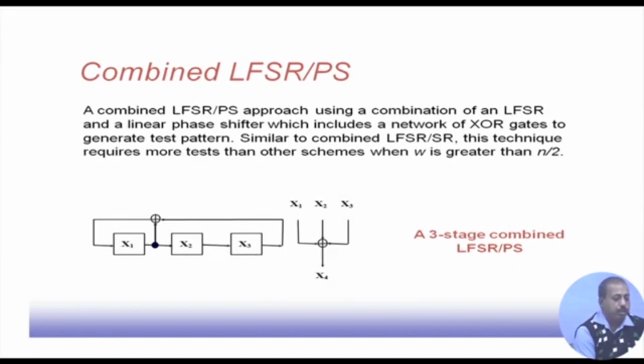Sometimes we also use a phase shifter. Previously, after the LFSR stage we added a shift register; now we add a phase shifter. What is done is that x1, x2, x3 are summed up, and this x4 input is generated. So, this is the combined LFSR and shifter approach, a combination of an LFSR and a linear phase shifter, which includes a network of XOR gates to generate test patterns. It is similar to LFSR SR, and needs more tests when W is more than N by 2. The performance of LFSR SR and LFSR PS is going to be similar. The only difference is that instead of extra shift stages, we are using a phase shifter made of XOR gates.